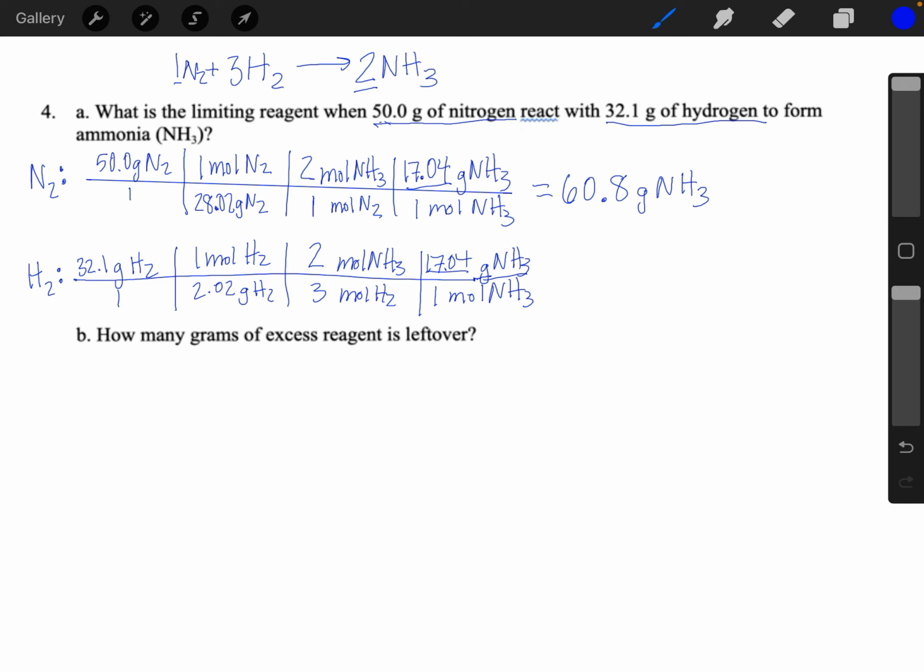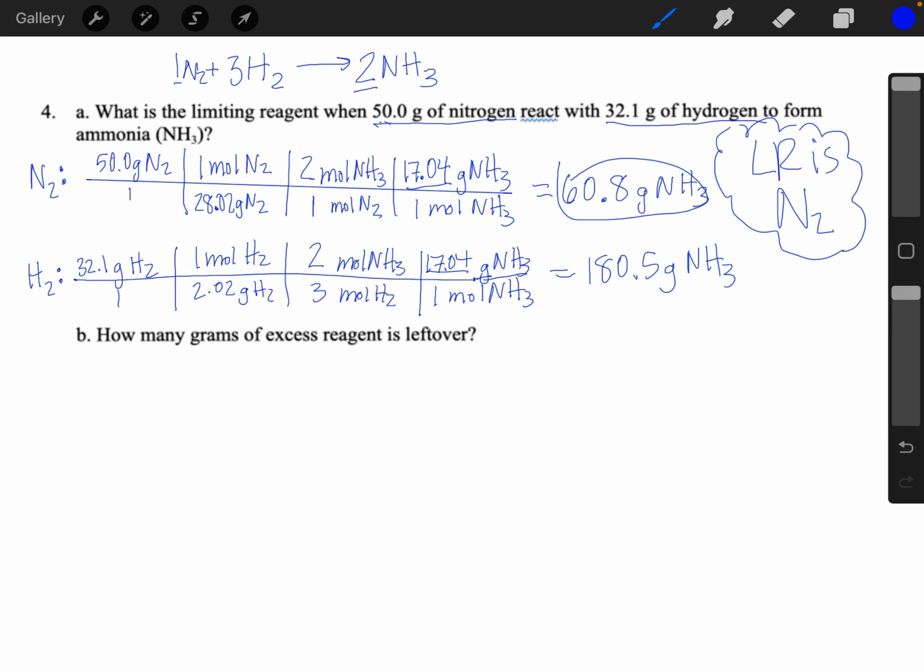See, 17.04. I'm able to solve. I'm going to say 32.1 times 2 times 17.04, divide by 3, and divide by 2.02. I get 180.5 grams of NH3 made. So it's pretty obvious to me here who our limiting reagent is. Our limiting reagent is N2 because we run out of it once we've made 60.8 grams of NH3. Seems like we have a ton of H2 left over though.